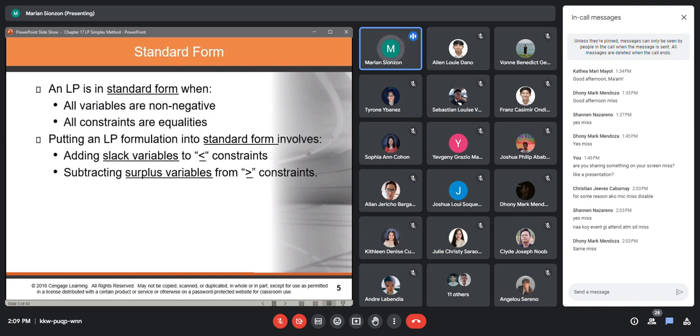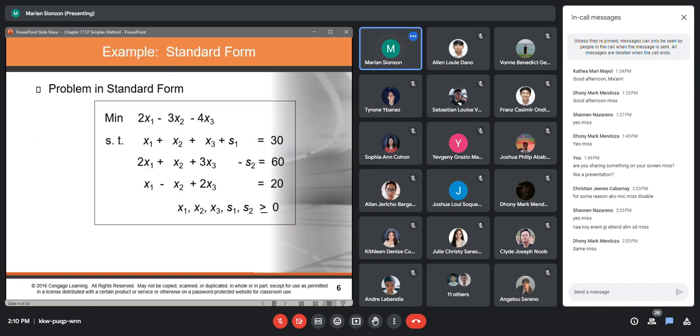An LP is in standard form when all variables are non-negative and all constraints are equalities. We have already transformed all the inequalities into equations. Putting an LP formulation into standard form involves adding a slack variable to a less than constraint and subtracting what you call a surplus variable, the extra, from your greater than constraint. Okay. So this is now your standard form.